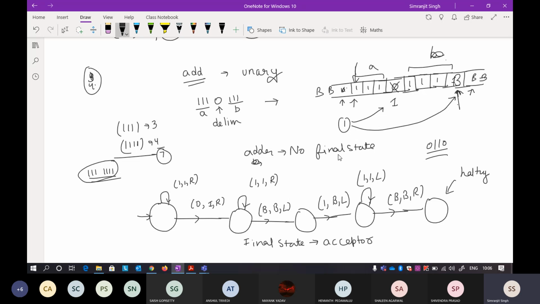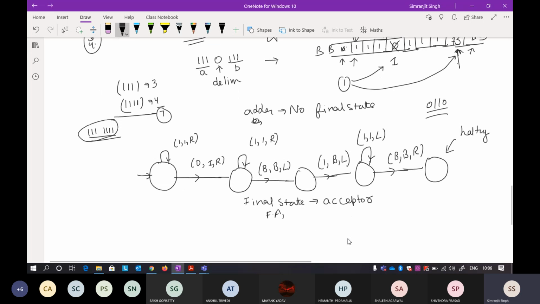There will always be a final state when it is acting as an acceptor, like finite automata and pushdown automata. Only then there will be a final state. Acceptor means that you give a string to a Turing machine, like 0011, and it will say that yes, this string is present, or no, this string is not present. So that is your acceptor. In this particular case, it is not acting as an acceptor. That is why there is no final state. Keep that in mind. It's a very important thing.